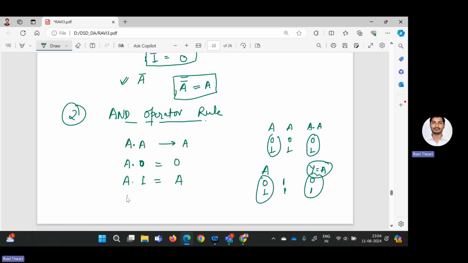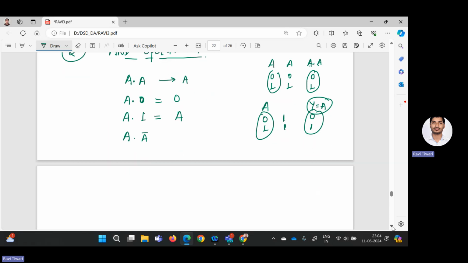Now the last one, A dot A bar, what will it be? That we have to calculate. So let's see. If I take A here, it can be either 0 or 1. I will take the complement of it, that means 1 and 0. Then if you take the AND operation between them, 0 multiplied by 1 will be 0, 1 multiplied by 0 will be 0. That means if you take the dot product between A and the complement of A, you will get 0. So these are the four equations that come under the AND operator rule.